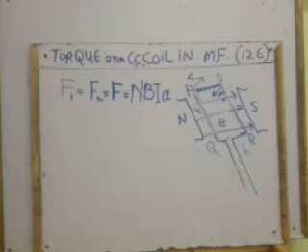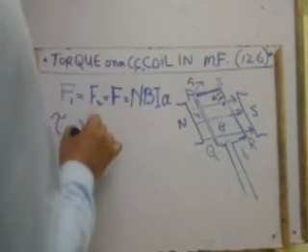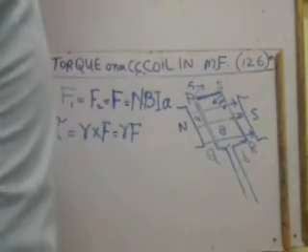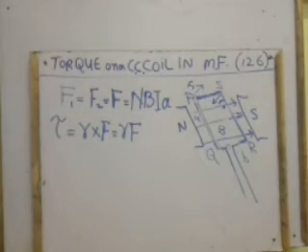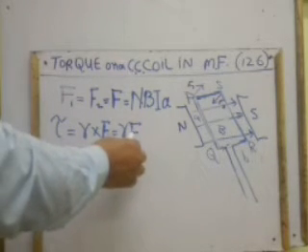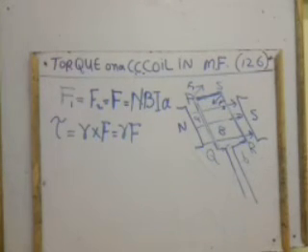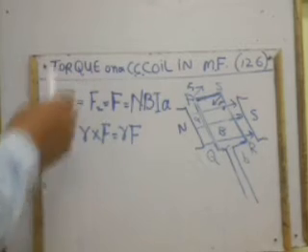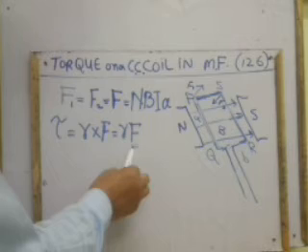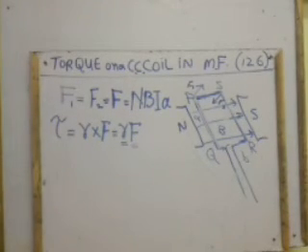Now we are going to find the torque, which is equal to R cross F, or simply RF. For simplicity, we take simple RF, where R is the moment arm and F is the magnitude of the force acting on this coil. In this equation, we know the value of F, but we are going to find the value of R, the moment arm.